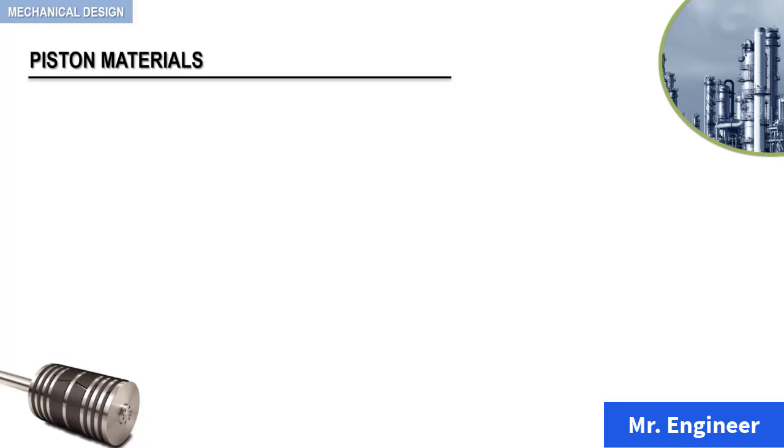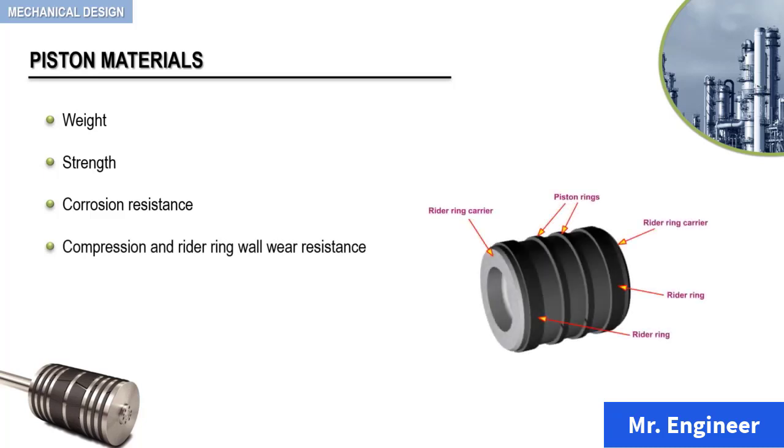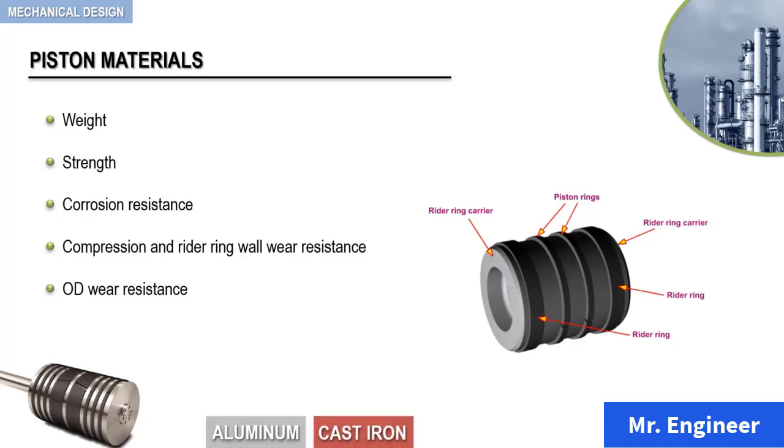Material selection for pistons is very important. Many factors must be considered. Some of these include the weight, the strength for differential pressures and inertia forces, the corrosion resistance, the compression and rider ring wall wear resistance, and the outside diameter wear resistance. In the process industry, materials commonly used for reciprocating compressor pistons are aluminum, cast iron, and steel.